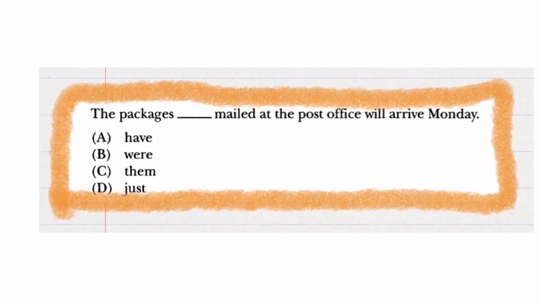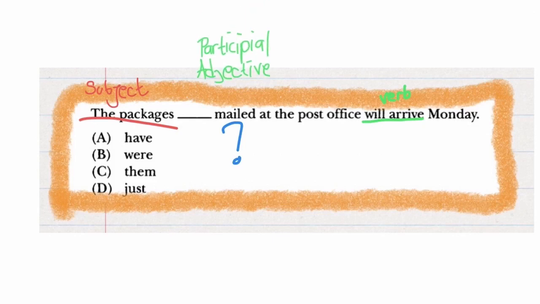The following example shows how a past participle can be confused with the verb in a sentence. In this example, if you look only at the first few words of the sentence, it appears that packages is the subject and mailed is either a complete verb or a past participle that needs a helping verb. But if you look further in the sentence, you will see that the verb is will arrive. You will then recognize that mailed is a participial adjective and is therefore not part of the verb.